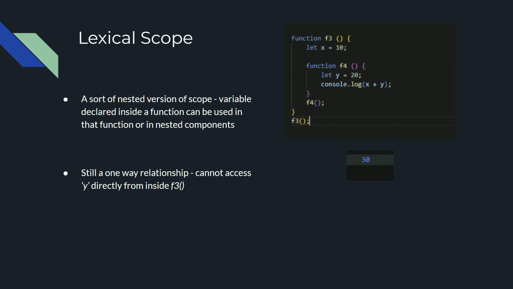So it's still a one-way relationship though. You cannot access y directly from inside f3, even though f4 has access to it, but f4 has access to the variable that was declared earlier inside f3.